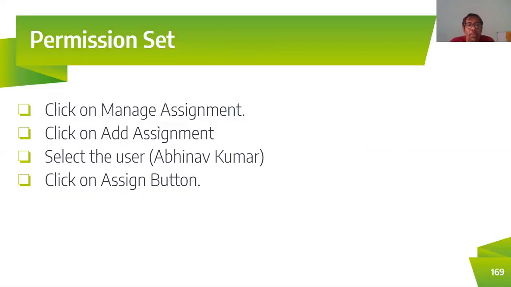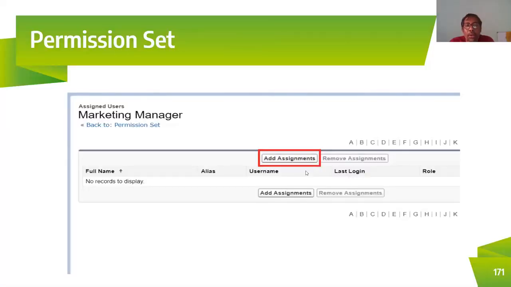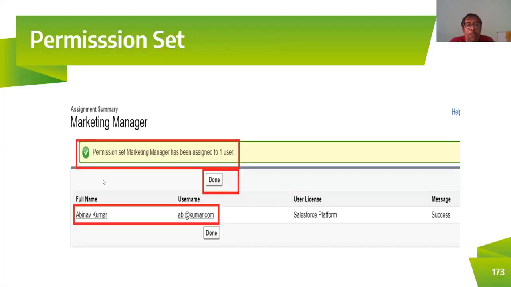Now click on Manage Assignment, click on Add Assignment, select the user, and click on the Assign button. After that, on the top, the Manage Assignment button will be there. You click on that, and then you click on Add Assignment. Select the user, then click on the Assign button, so that the marketing manager permission set will be assigned to the user.